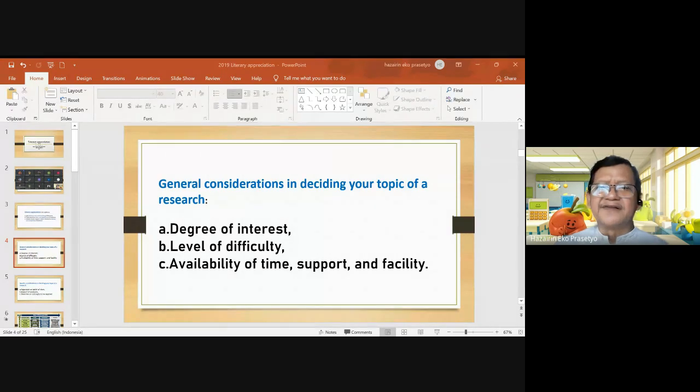your own personal interest. It is not about your friend's interest. It is not about your brother's interest. It is not your sister's interest. It is your own interest. Are you interested in the topic? Yes.